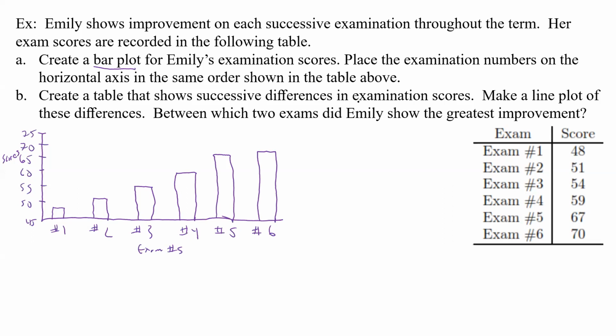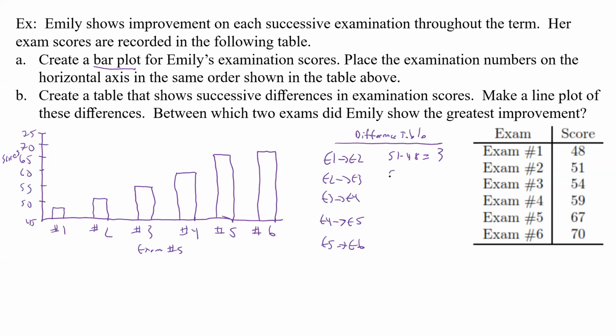And now it wants us to do differences in exam scores. So what we're gonna do is, these are gonna be a difference table. Okay. And so going from, let's say we go from exam 1 to exam 2, and then exam 2 to exam 3, exam 3 to exam 4, exam 4 to exam 5, and exam 5 to exam 6, okay? What we're gonna do is, how did she improve? So we're gonna take this latter minus first. So we'll take exam score 2 minus exam score 1. So we'll take 51 minus 48, sorry. Oops. 51 minus 48. And what does that equal? That's equal to 3.